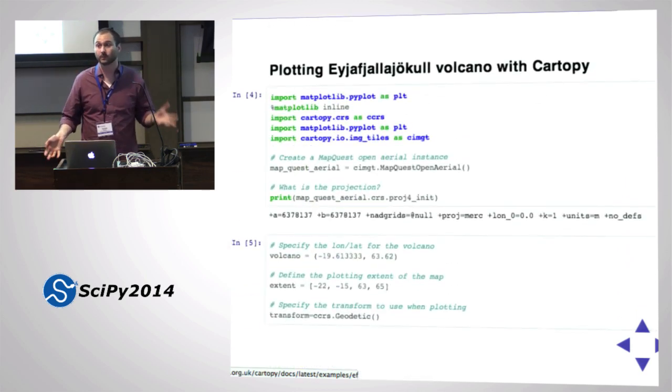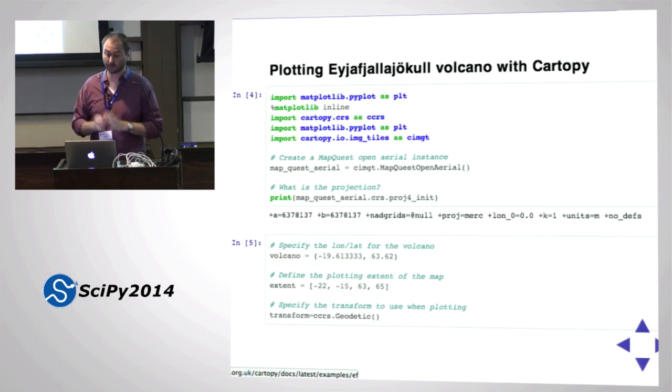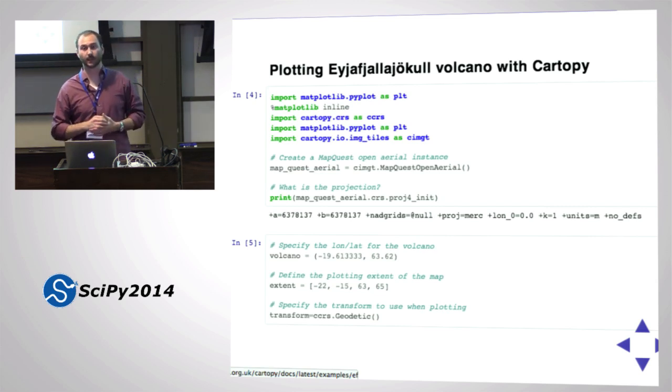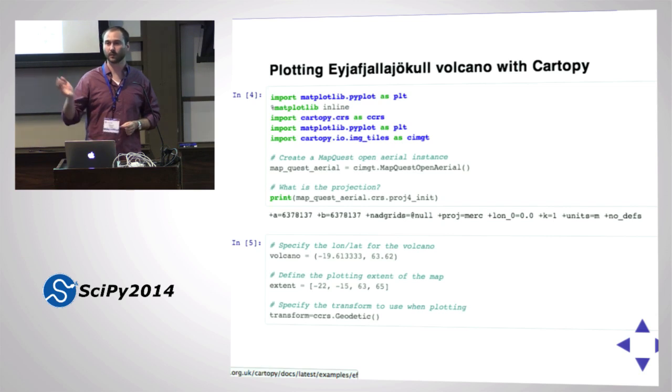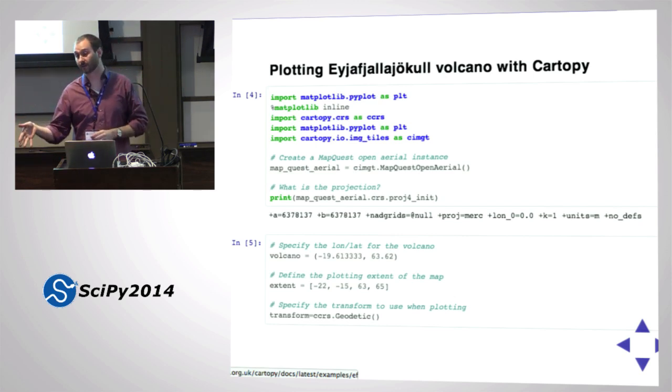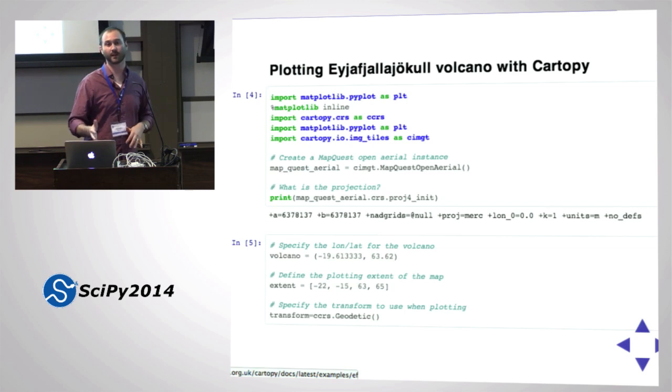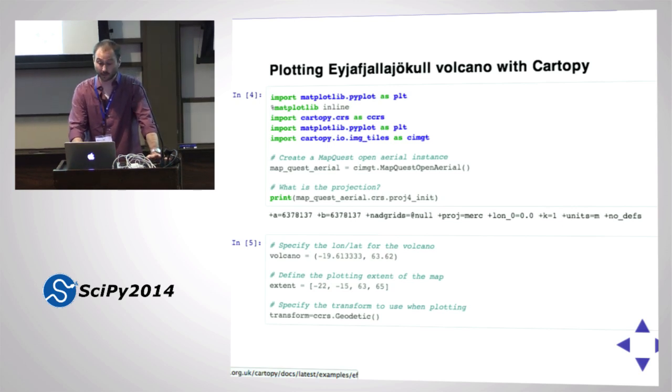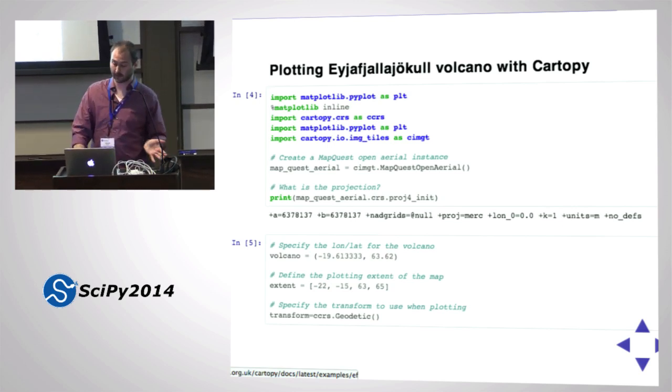Okay, so here's an example. Plotting this volcano. So you may remember 2010, a volcano erupted and disrupted all air traffic in Europe. My wife was in the south of France at the time, and the airline had to pay for her extended holiday. So that was great. That's why I use this example. She thought that was wonderful. It didn't cost me a dime, and she got an extra long vacation in the south of France. So volcanoes are good, and mapping them is also good.